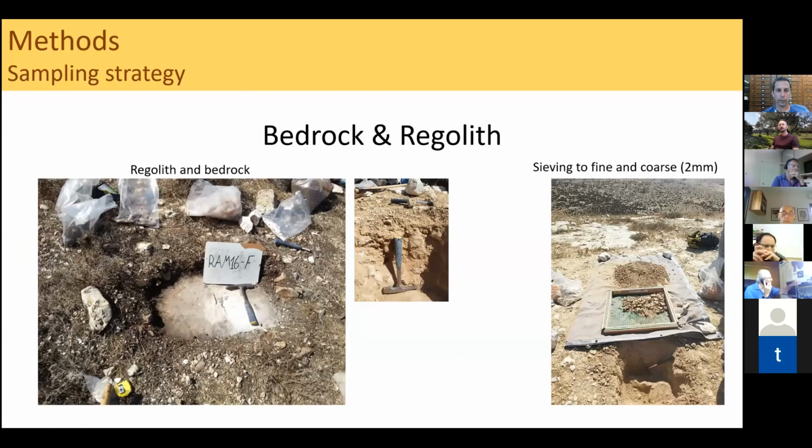Sampling: in each site, we sampled the bedrock and a profile of the soil covering it, so we sampled it for analysis. In the field, we also sieved. We built this big sieve, and we sieved it to fine and coarse material.